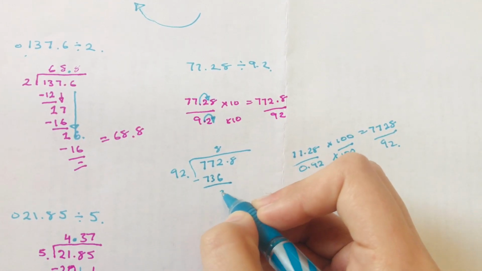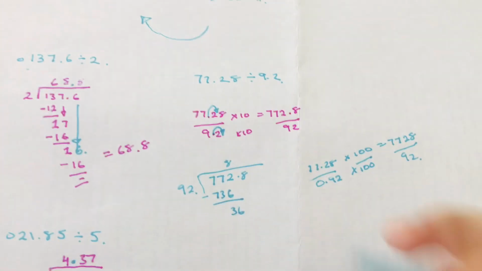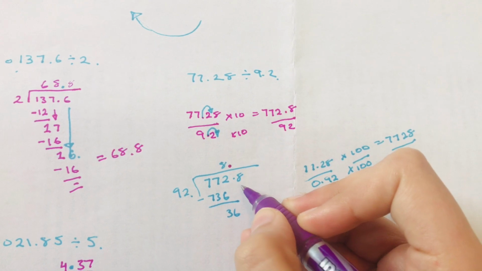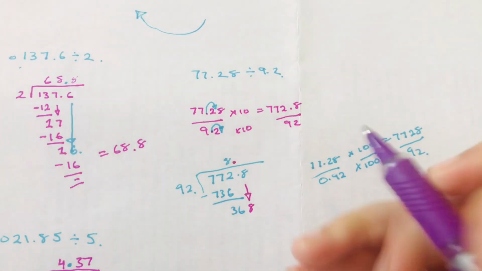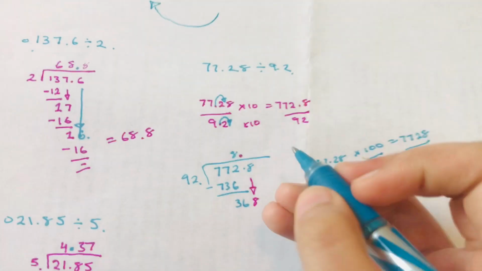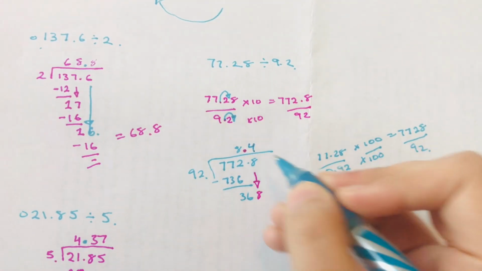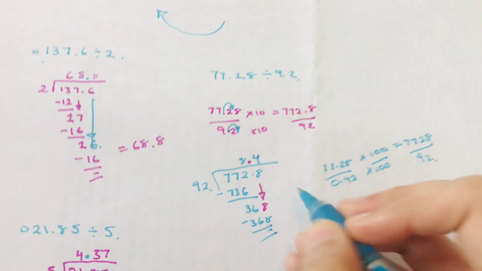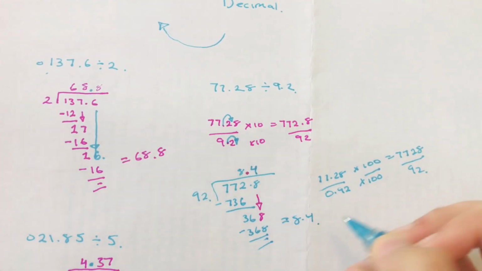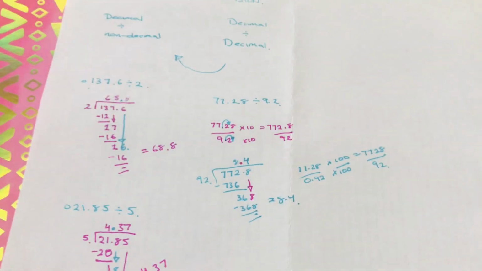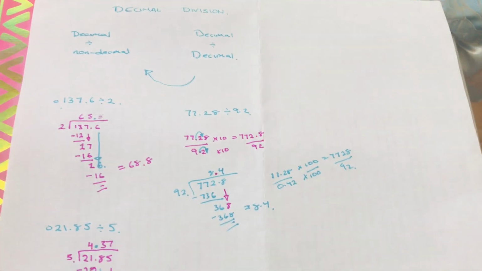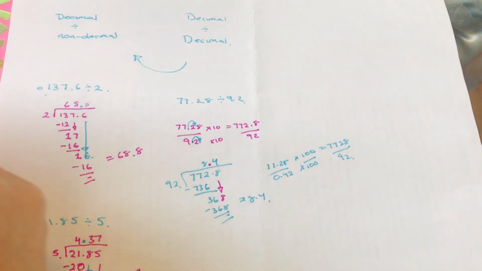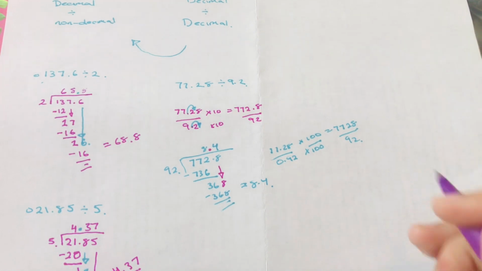you subtract, your remainder is 36, and then you have the point sign, the decimal sign. So you put a decimal sign on top, and then you bring down the next number, which is 8, and now you have 368. So 92 times 4 is 368, and you have your answer right there, 8.4. Wow, so easy, right? Okay, another example, just to be sure that you've understood the concept and you're going to do great the next time you encounter it.